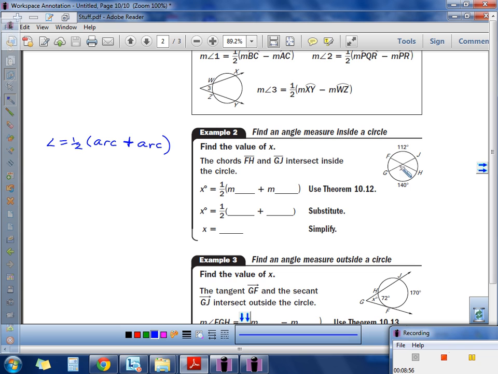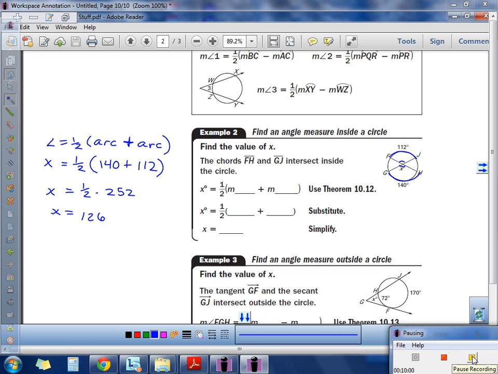Here's the angle. Do we know it? Nope. All right, so that's x. It goes in for the angle. I bring down my equals. I bring down 1/2. Now I'm going to be plugging in my arc values that angle hits. So this angle hits down here. It hits the 140, and its vertical hits the 112. Those are my 2 angles, 140 and 112. 140 plus 112. Good job, 252. Does anybody know half of 252? Yeah, 126. Done.